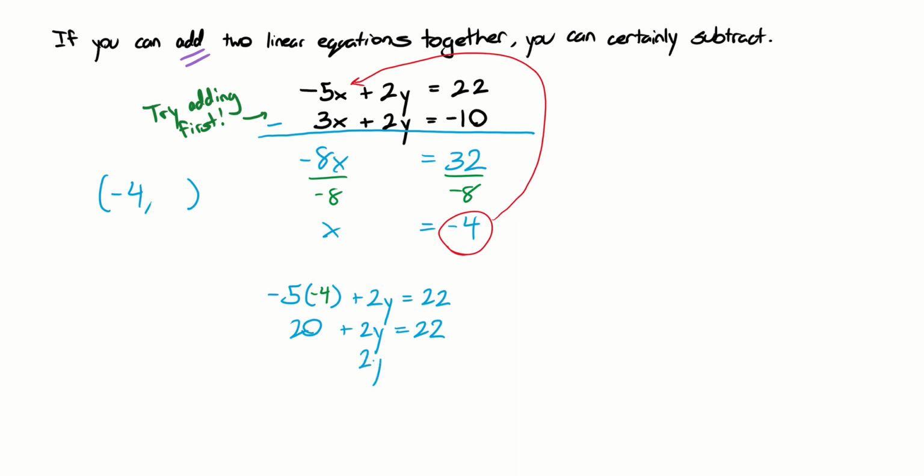I'm going to subtract 20 from both sides. 22 minus 20 is 2. y is equal to 1. So negative 4, 1. We got it. We got it in a very efficient manner. Elimination. Works well.